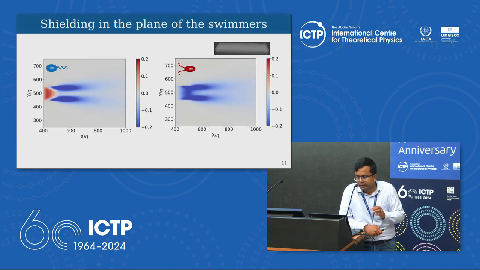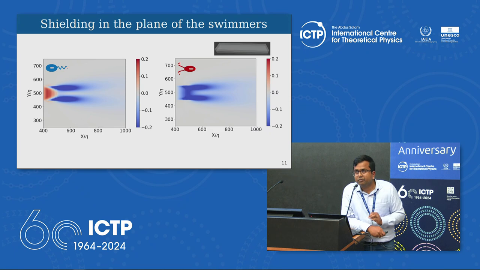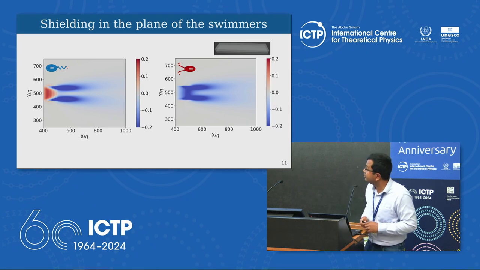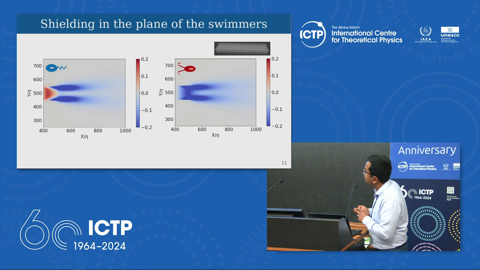And if you look at that, the picture is slightly different. What you're seeing now is the difference in the mean odor field along the plane of the swimmers. The left one corresponds to pusher-like swimmers, and the right one is puller-like swimmers. And you can see that close to the position of the swimmers, for pushers, the odor field is amplified, whereas for pullers, all throughout, it's shielded.